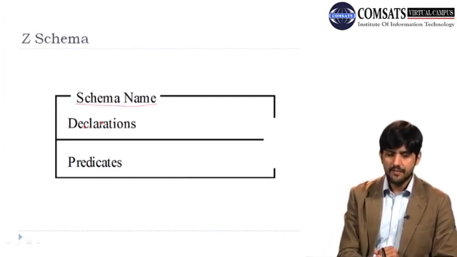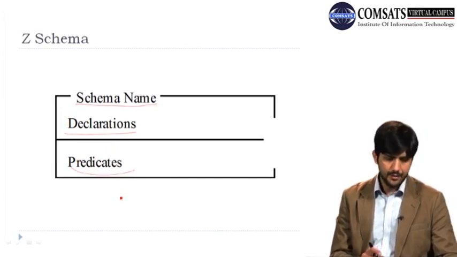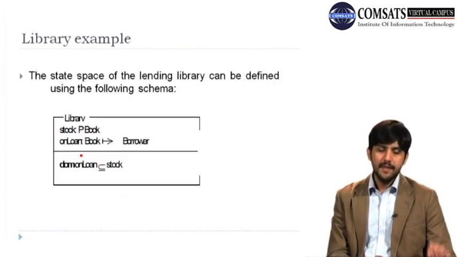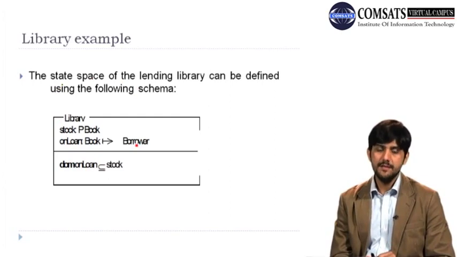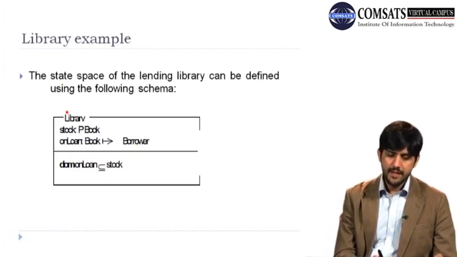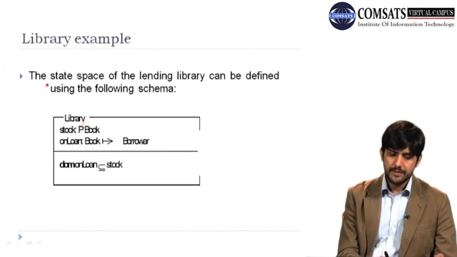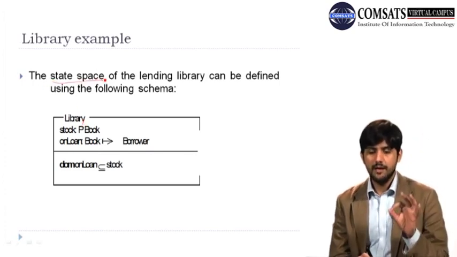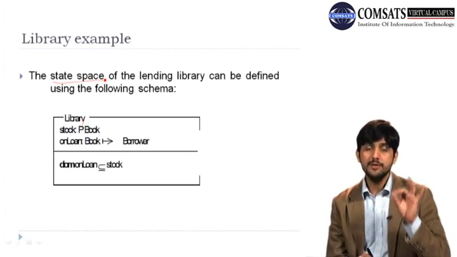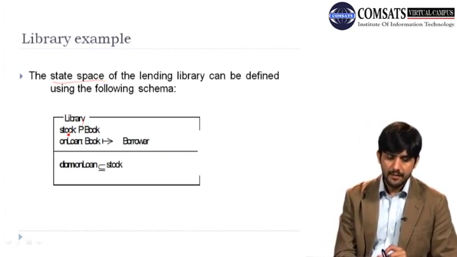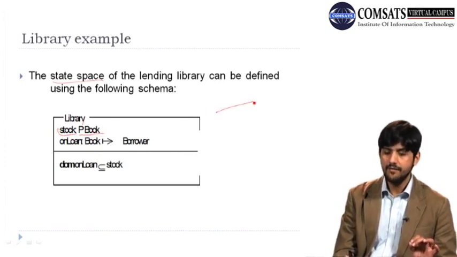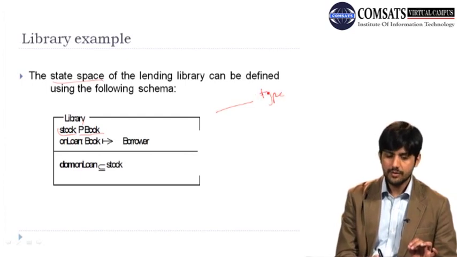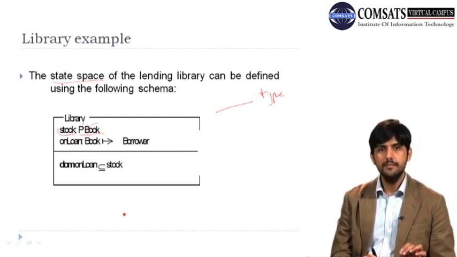So this is how a Z schema looks normally. You have the schema name, then you have these declarations, and then you have these predicates. So this is again that same library example. We say the state space of a lending library can be defined using the following schema. So this is the state space of the lending library. Remember that this is not an operation. So we are saying that we have a stock, and what is the stock? Remember we said that we have the identifier and then we have the type. So stock is of the type books. Okay.